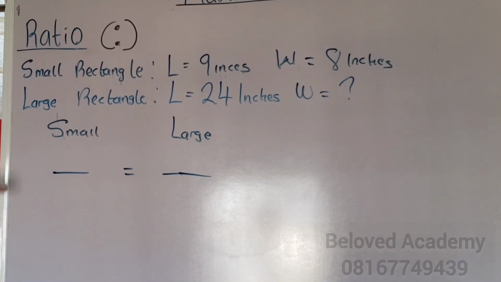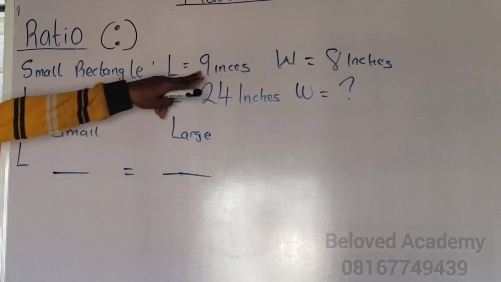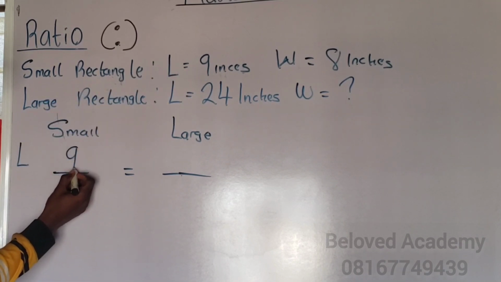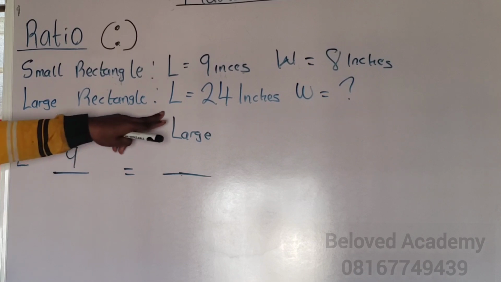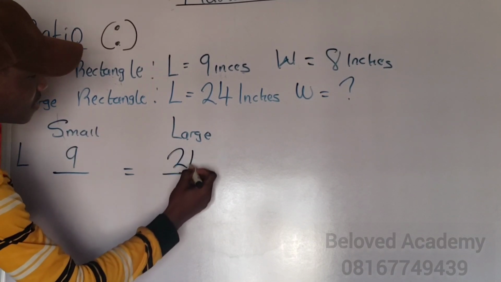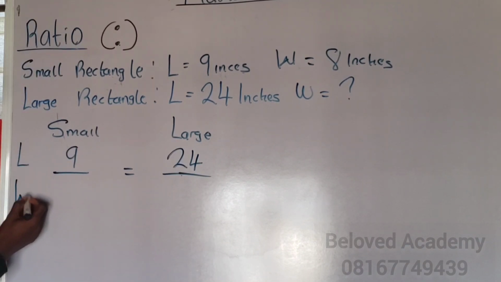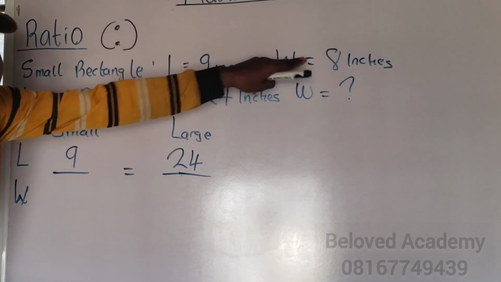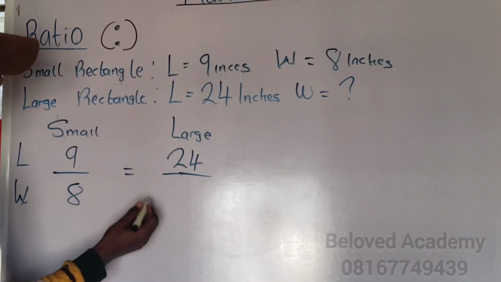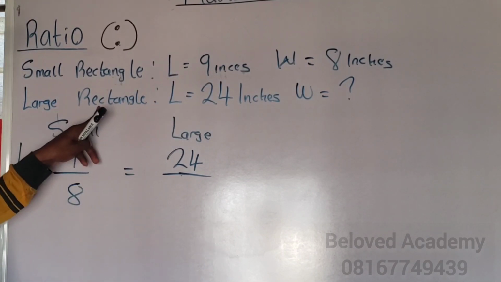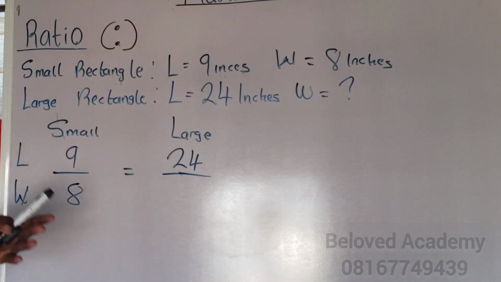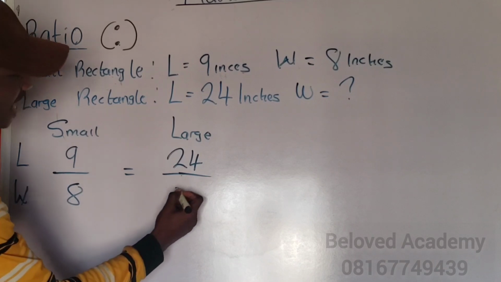Now, let the length of both rectangles be at the numerator. So let length be here. So the length of the small rectangle is what? 9 inches. The length of the large rectangle is 24 inches. Okay? Now, the width of the small rectangle is what? 8 inches. So I'm going to have 8 here. And the width of the large rectangle is unknown. We don't know it, and that's what we are looking for. So let us represent it as x.